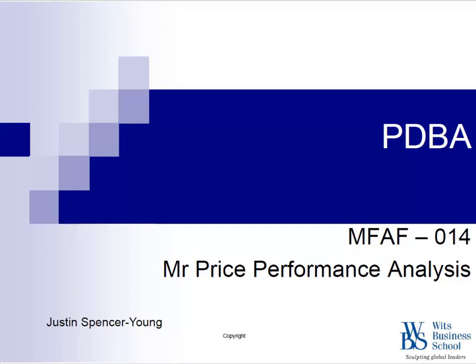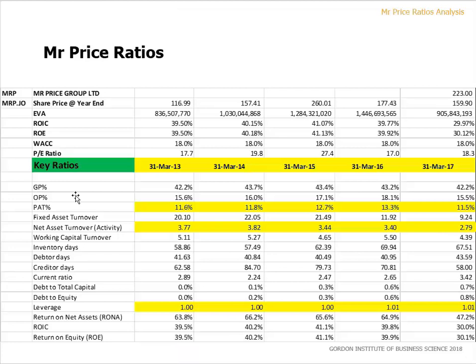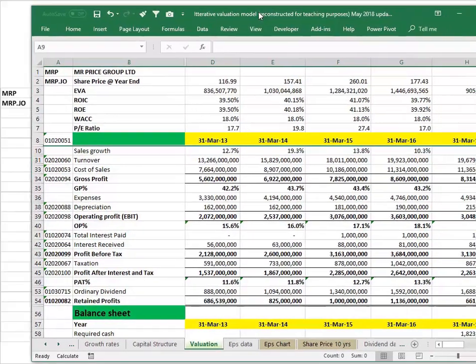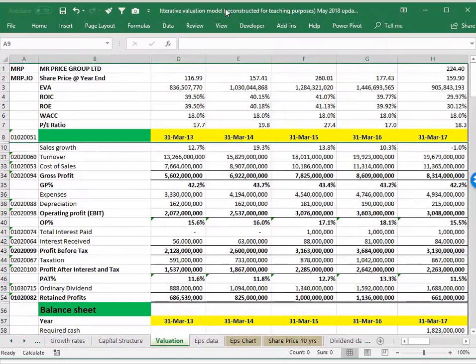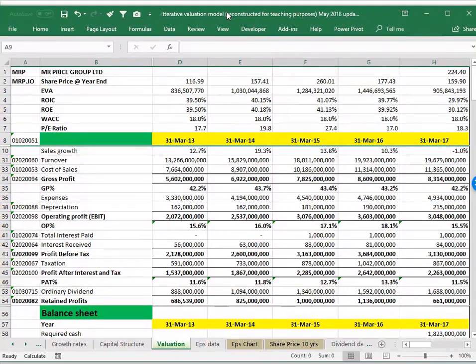Included in this slide presentation is a screenshot of the ratios for Mr Price. However, I'm going to bring in my spreadsheet that has all this data, and we're going to do a comprehensive analysis of Mr Price. I know as you look at that for the first time, it perhaps feels quite overwhelming. So let's step through it and see what's here.